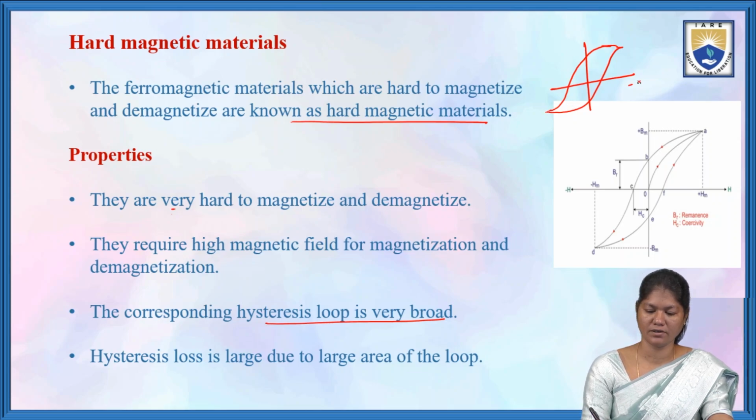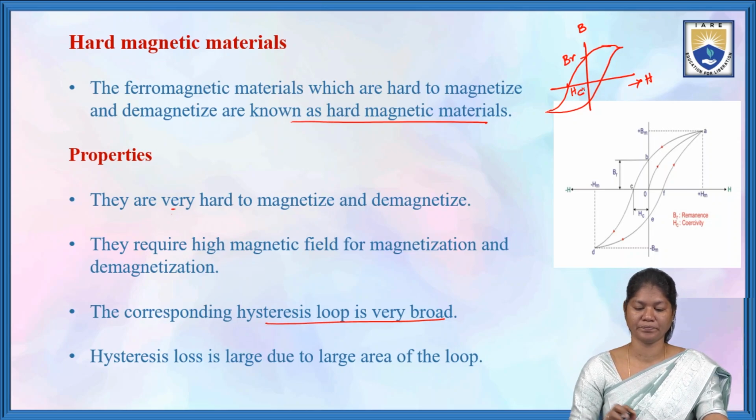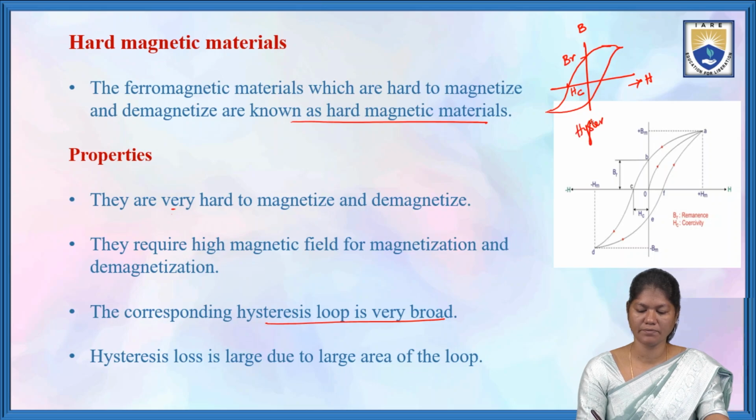So very broad. Magnetic field intensity, flux density, here residual magnetization, here HC, coercivity of the specimen. So, hysteresis loop of hard magnetic materials.